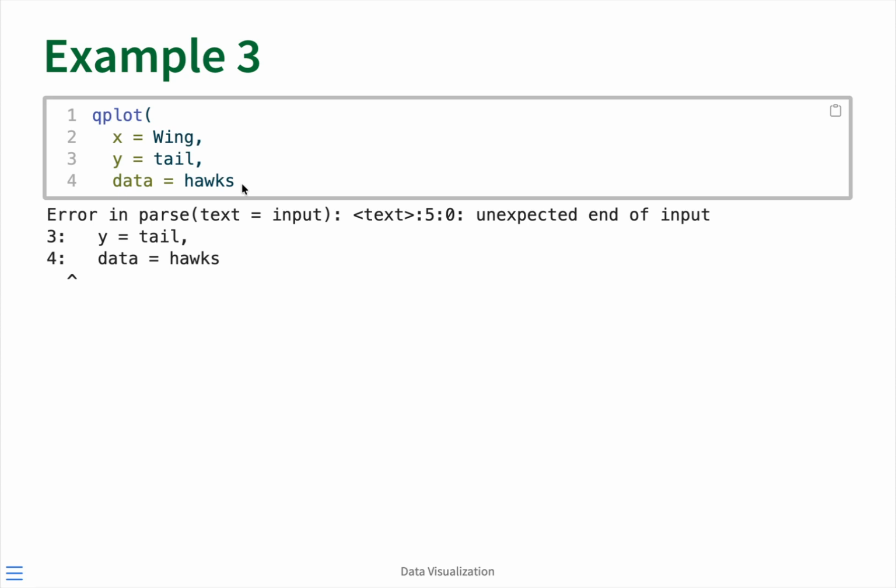Take a second to see if you can figure out why this code is ending unexpectedly. The reason that you might have seen is that we have the opening bracket here for qplot, but we don't have a closing bracket anywhere at the end of the code. We need a closing bracket after the s of Hawks to finish the function.